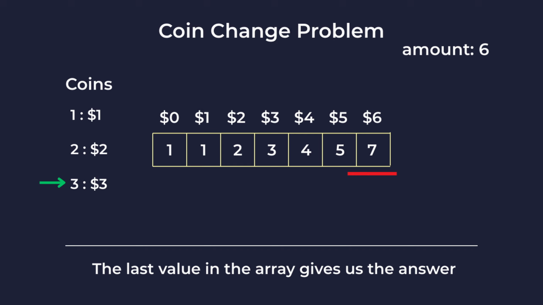At the end, the last value in the array gives us the answer. In this case, it's 7. Once you understand how it works, it's easy to implement.